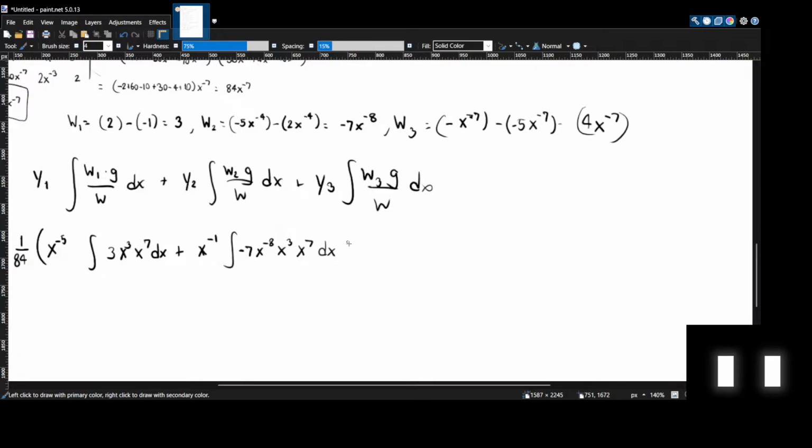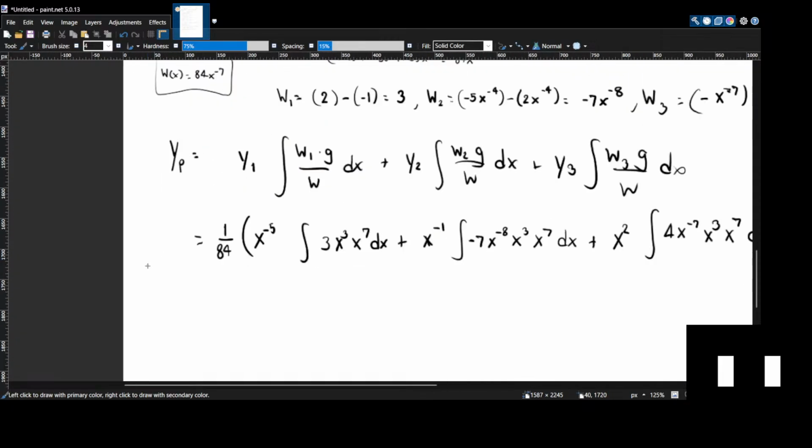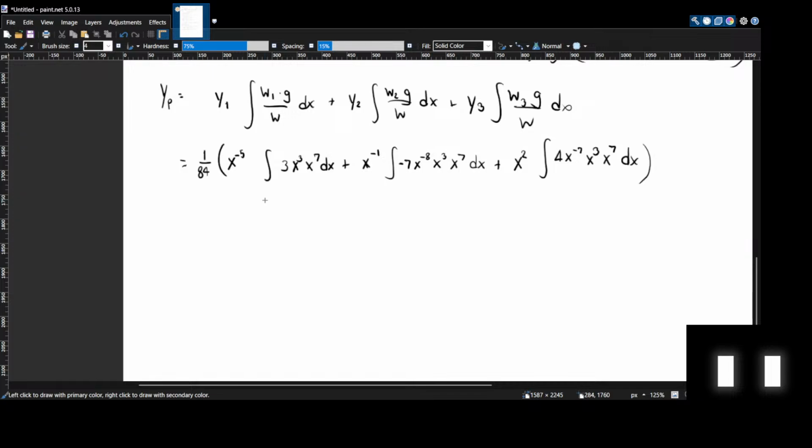And then lastly, we add in y3. y3 is x to the power of 2. And you integrate it and you have 4x to the negative 7 times x to the power of 3 times x to the power of 7 dx. And all of this is in parentheses for the sake of convenience, and it doesn't lose any generality. I'm going to set the integration constants to all be 0.